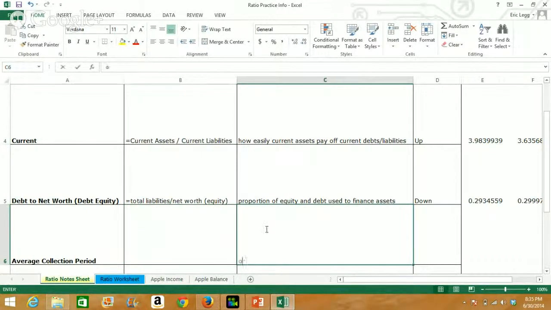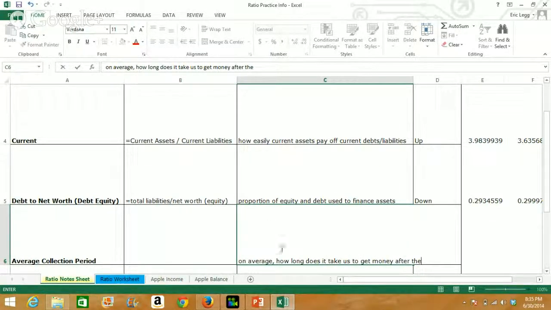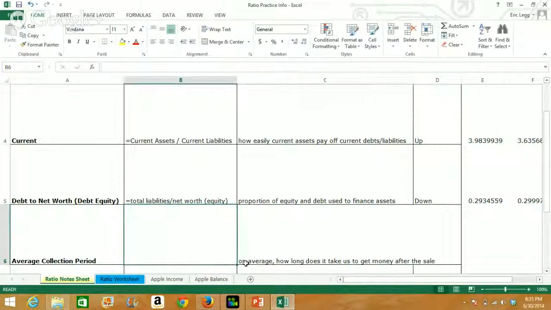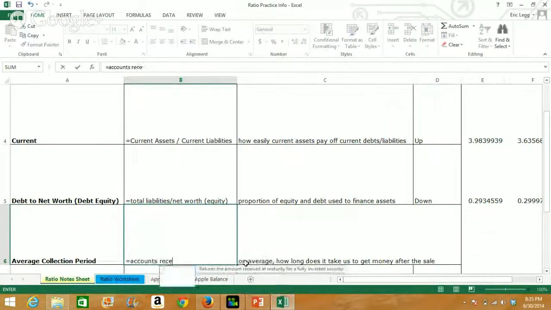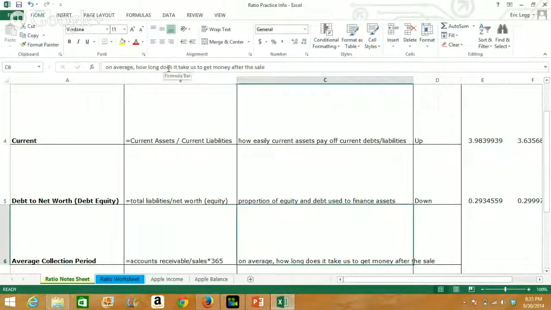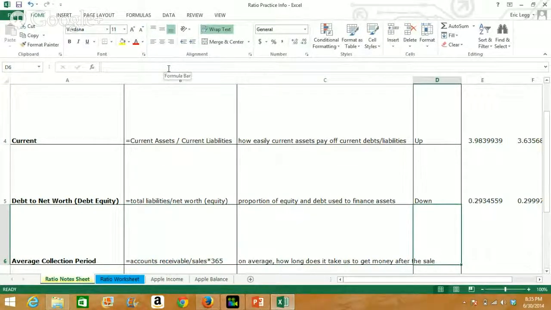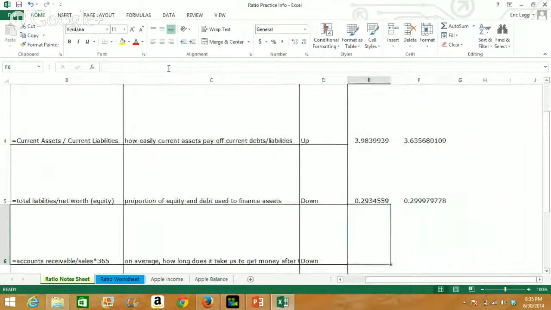So let's see. I'll write this in first. How long does it take after the sale? Okay. The formula for this is accounts receivable, which just basically means how much money people owe us, divided by sales, times 365. And 365 just helps us get it in a number of days. So again, you can guess we want this to go down. Like I said, this is the easiest one. We want to get our money quicker.